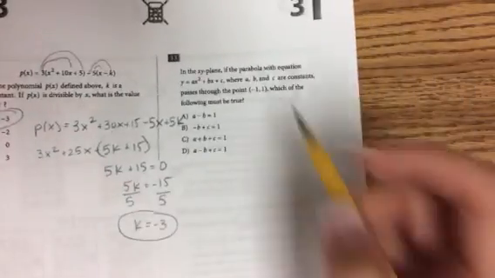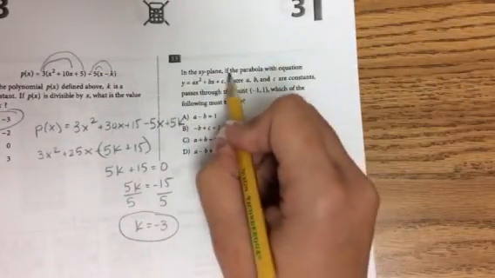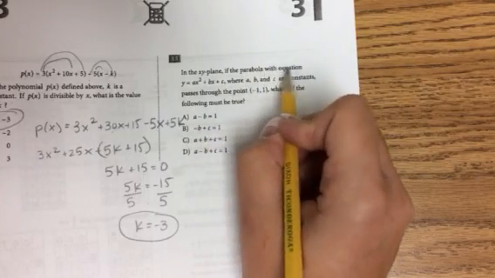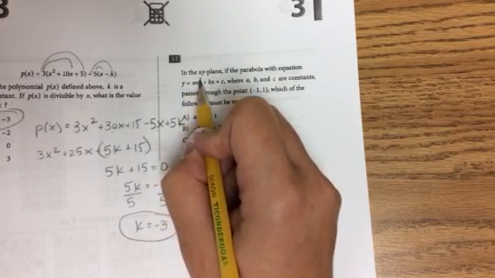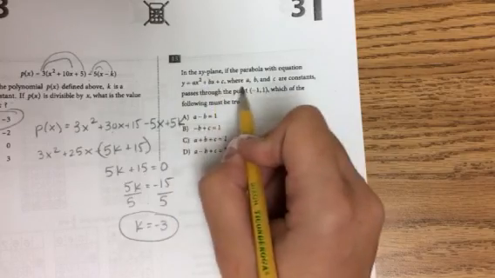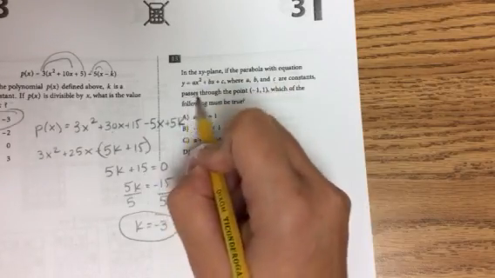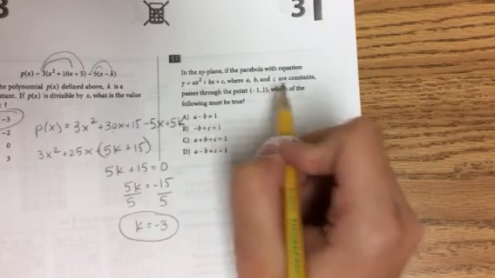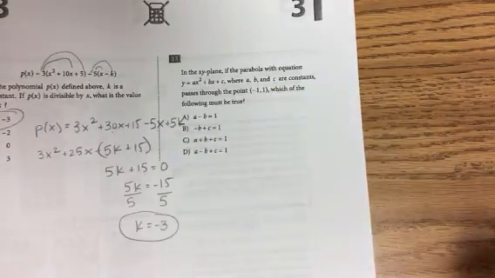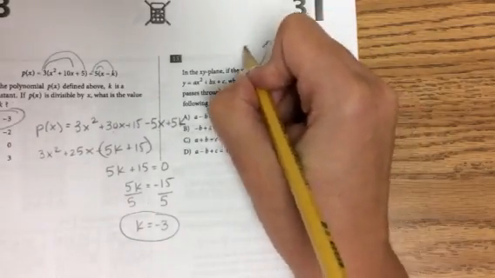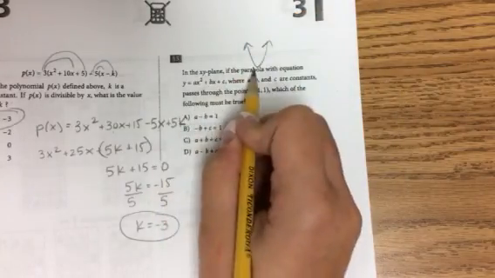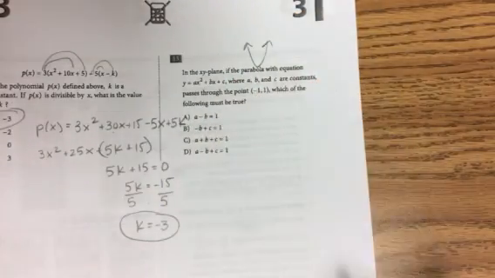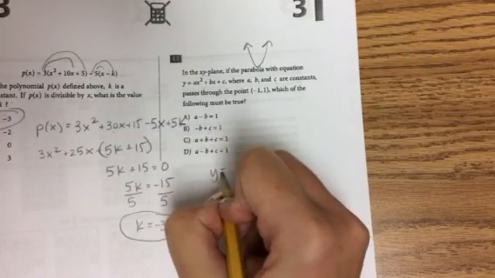And the last one, number 13. In the xy plane, if the parabola with the equation y equals ax squared plus bx plus c, where a, b, c are constants, which means a number, passes through the point negative 1, positive 1, which of the following must be true? A parabola makes this shape. This is the equation that goes with this shape here, and this is the point on the line. So I'm going to use that equation.